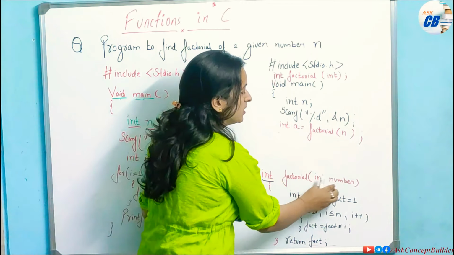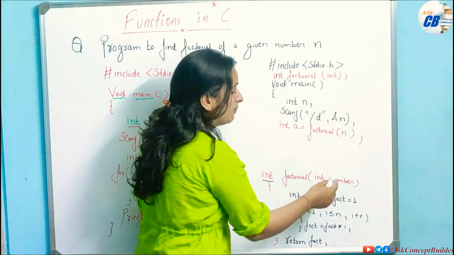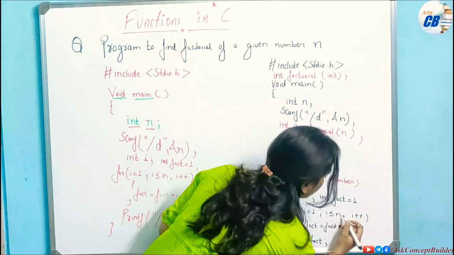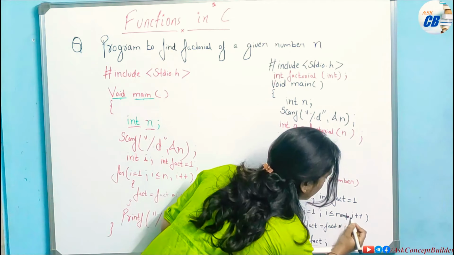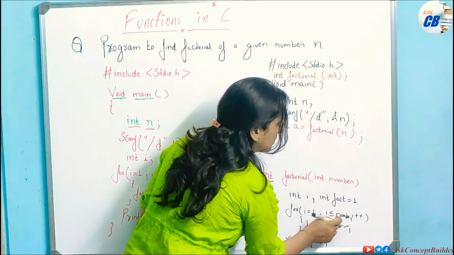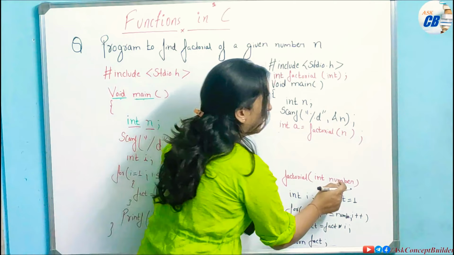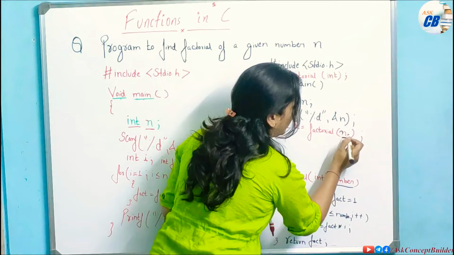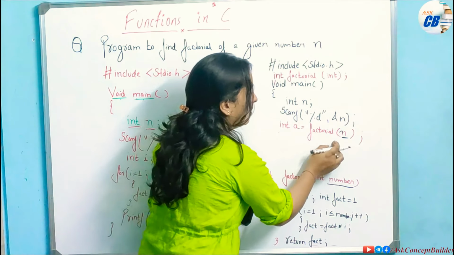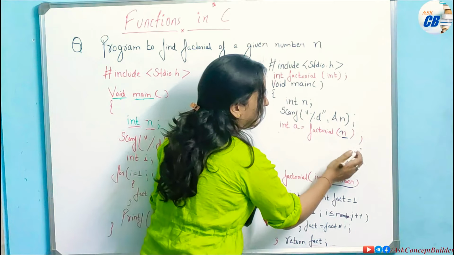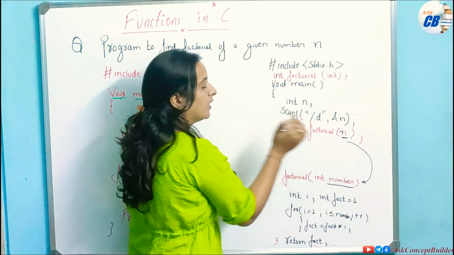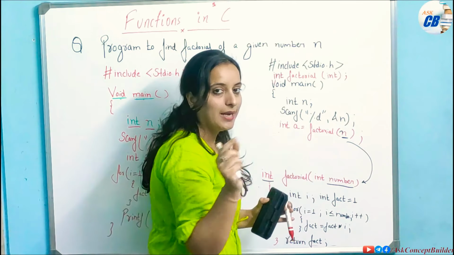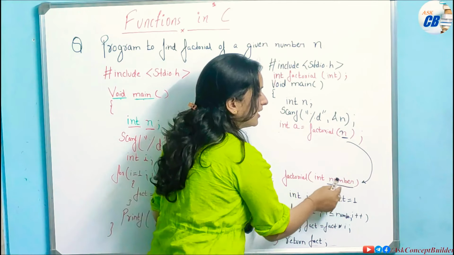Because we have to pass a parameter, this n will be your number. This number is the number for which I want to find the factorial, and this number I will get when I call this factorial function: this n I will pass to this factorial function at the time of calling. So simply, factorial n is calling this factorial function and passing the value of the parameter n to this variable number.